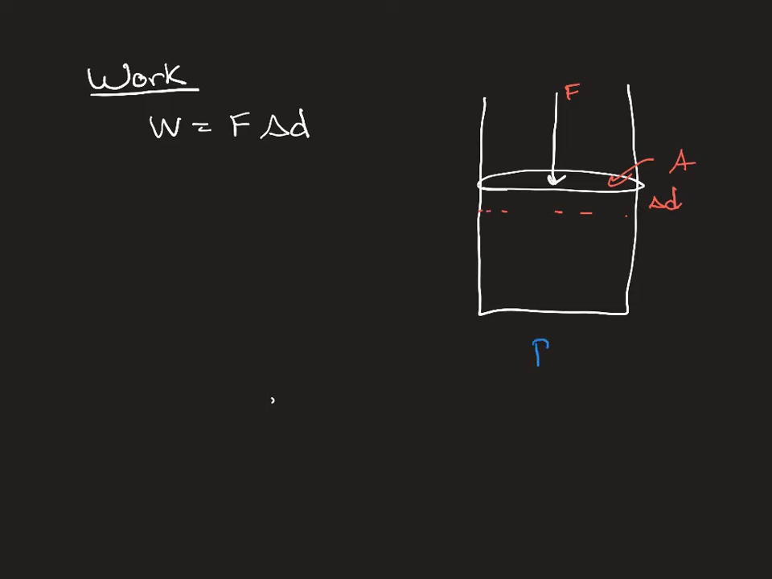So remember, pressure is equal to force divided by area. So we're going to take pressure times area and set it equal to force. So we're going to replace force with pressure times area. We still have the change in displacement, but we're going to turn that displacement into a change in volume because we're taking an area times another dimension, which is volume.